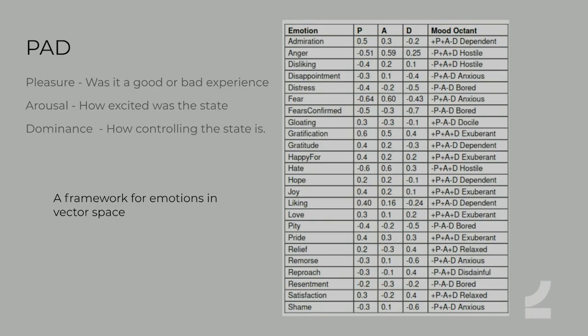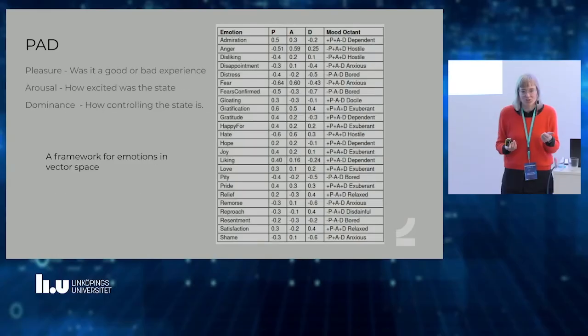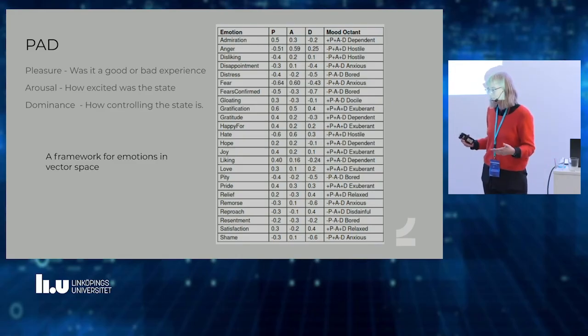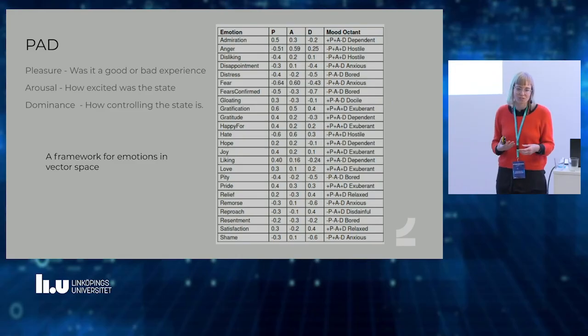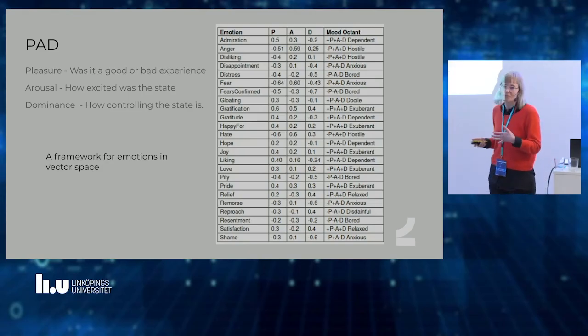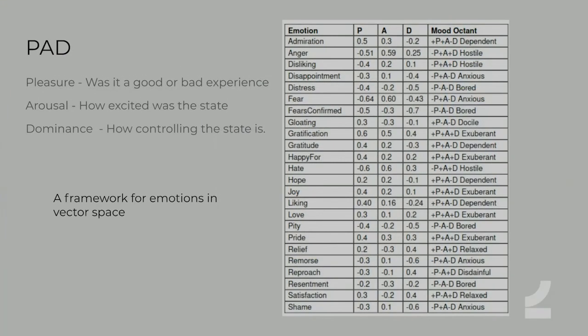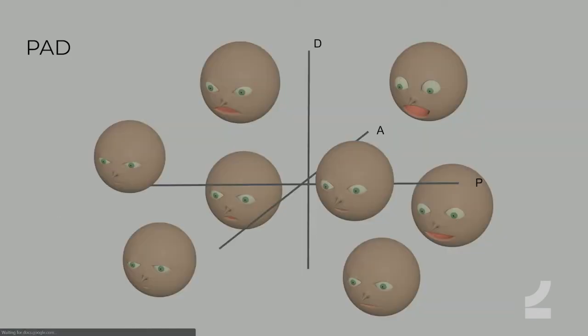That might be hard to understand exactly what it means, but if we take anger and fear, anger is a high energy negative emotion, and fear is also a high energy negative emotion. What differs is that anger is a very controlling emotion, while fear is a submissive emotion, which is why in many cases we add this dominance variable. This is just a list translating different types of emotions, in this case the Ortony, Clore and Collins model, into vectors. But we're not going to look at that.